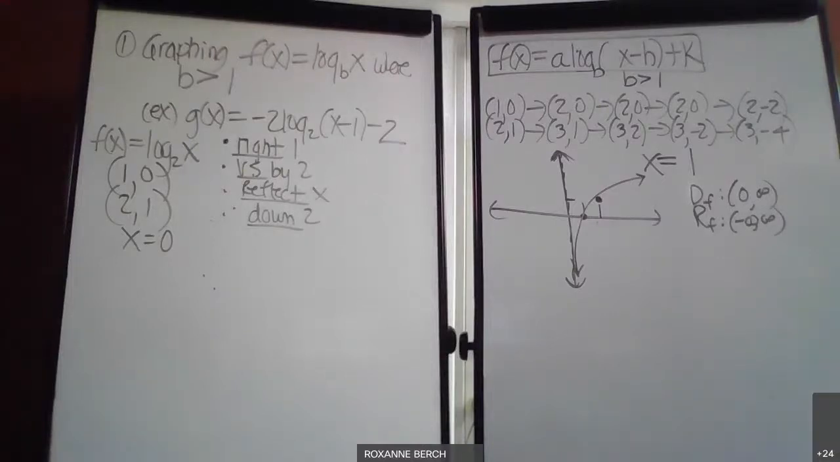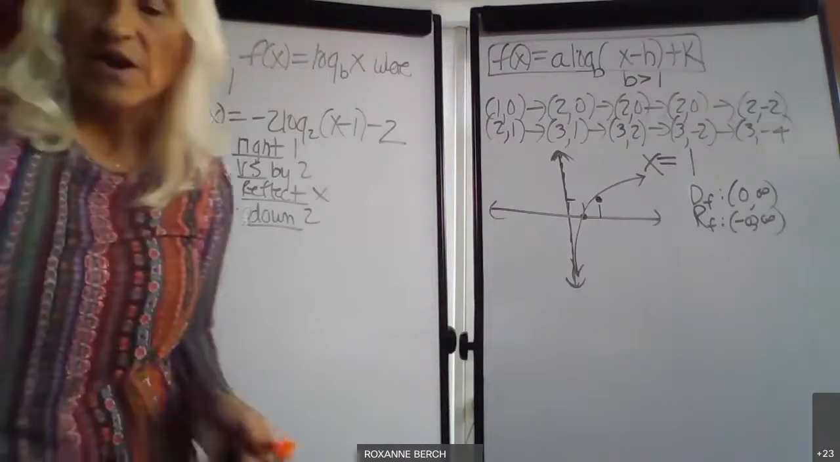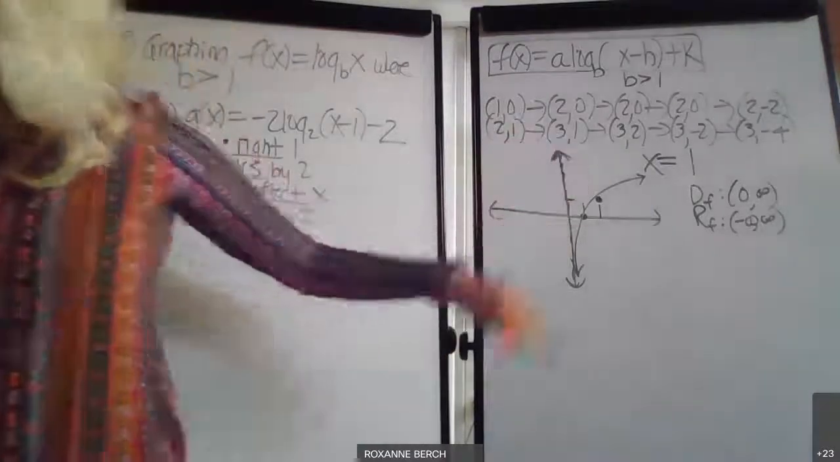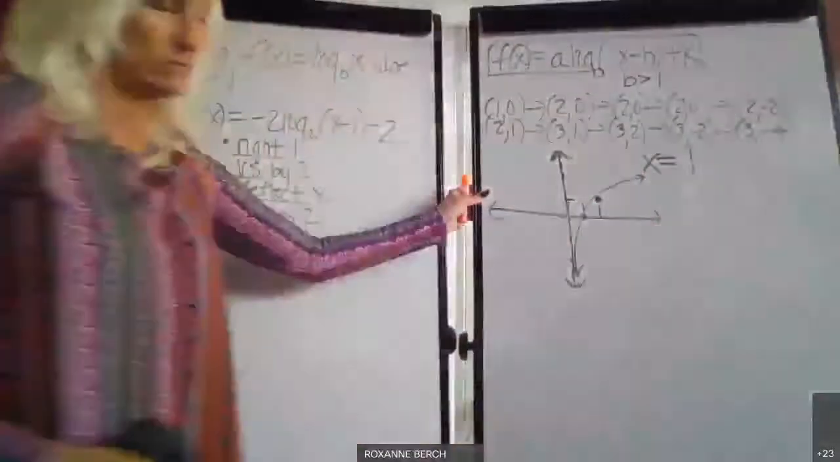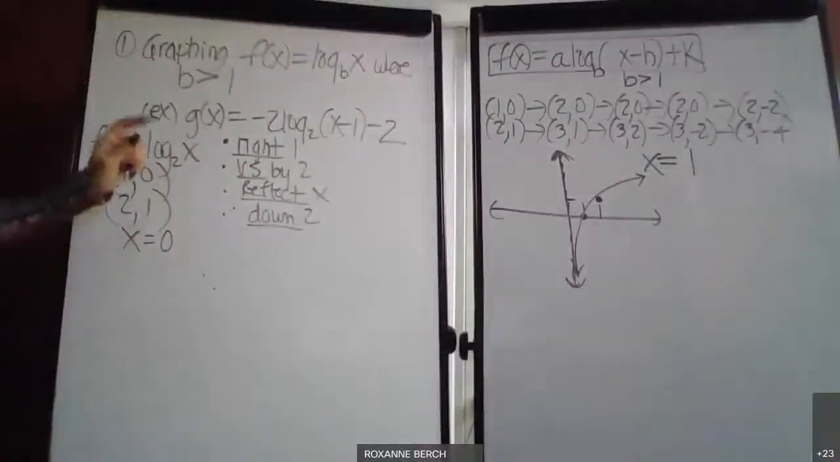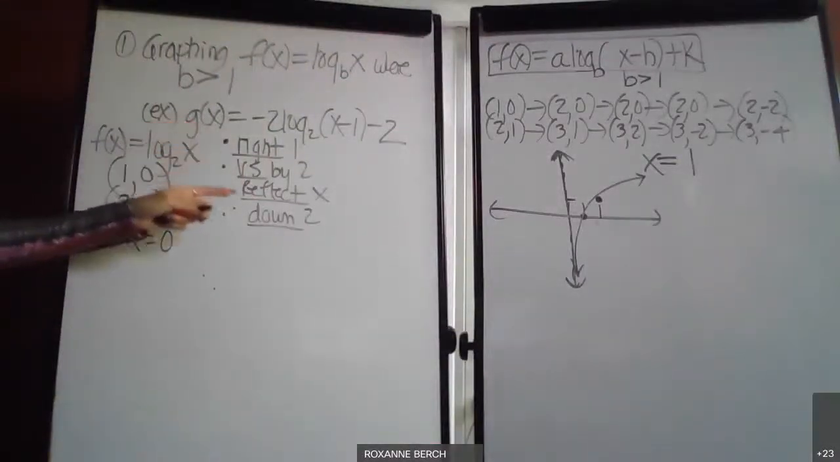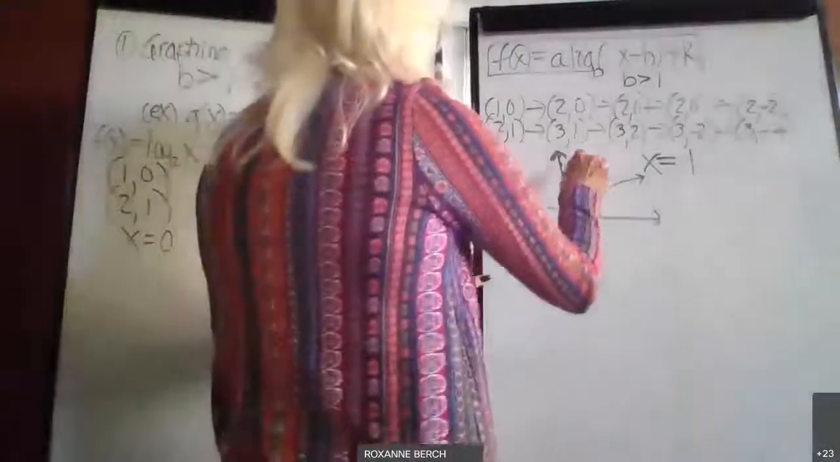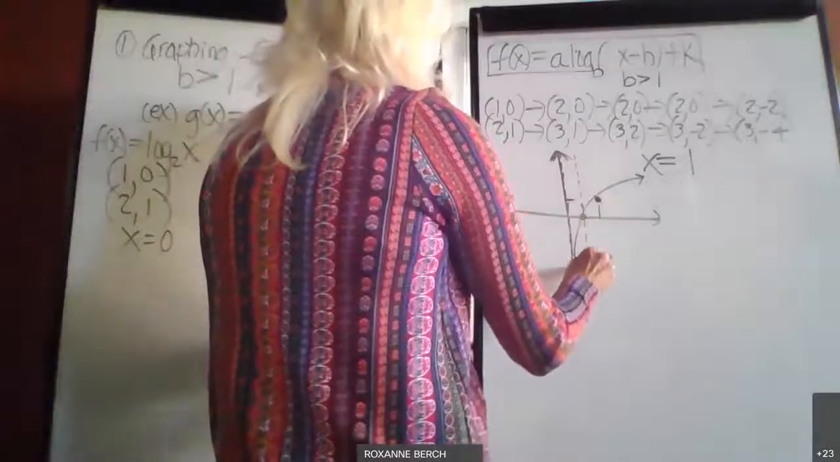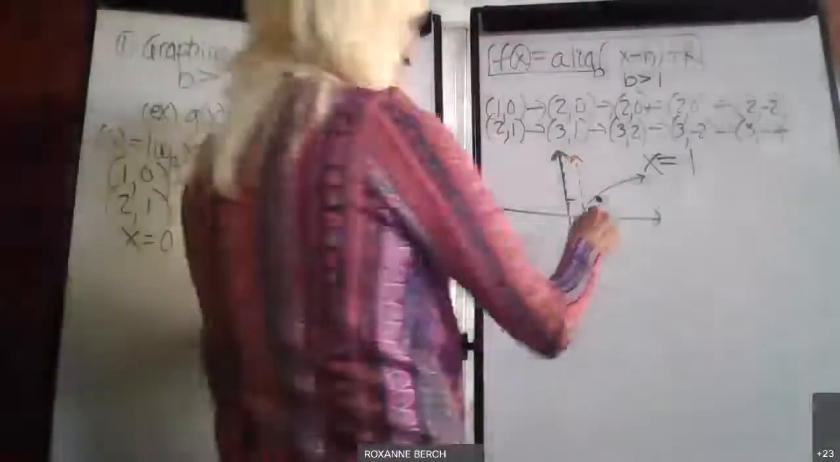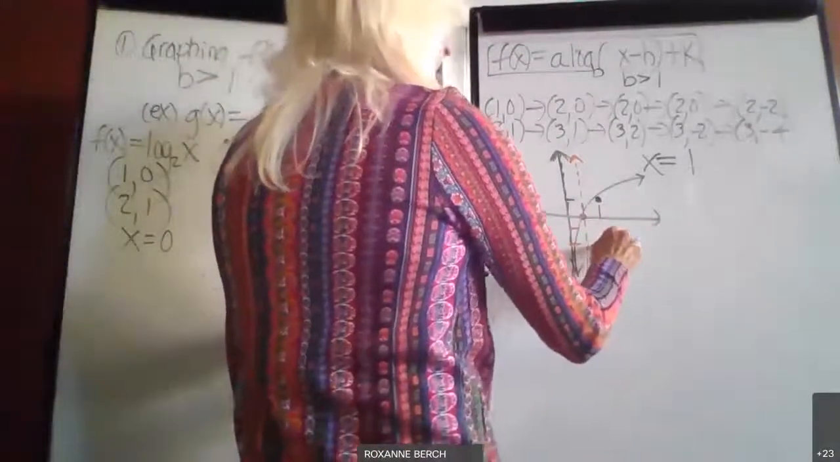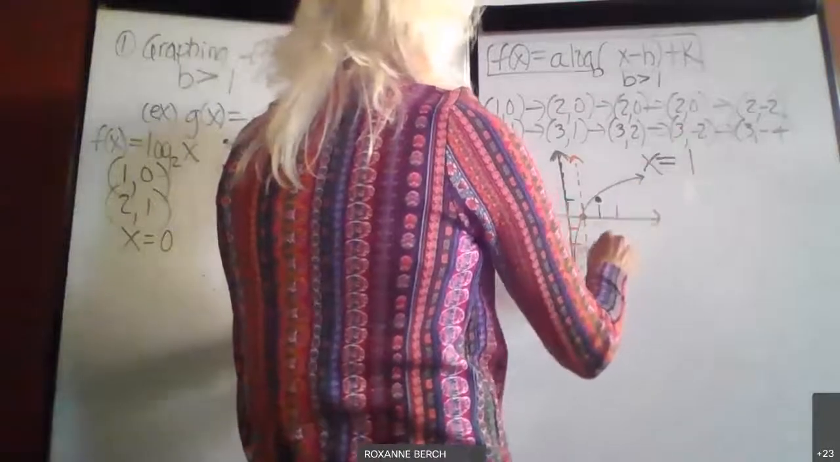Let me check this again. Okay, guess what? They're not asking for the domain and range of the parent. They're only asking for the domain and range of G. So with our transformed graph, we have a vertical asymptote at x equals 1. You're going to graph the points right 2 down 2 and right 3 down 4.